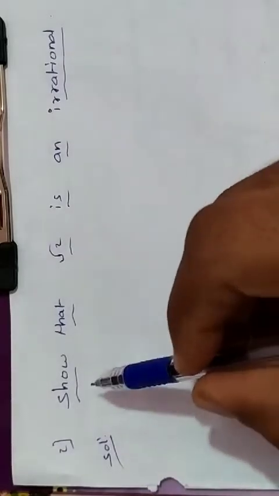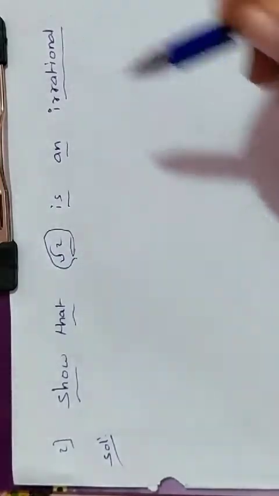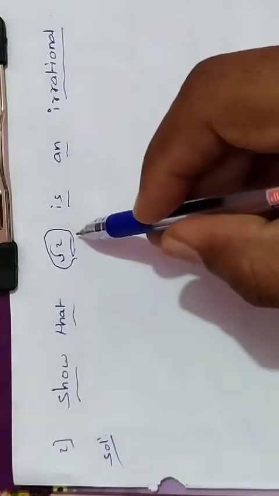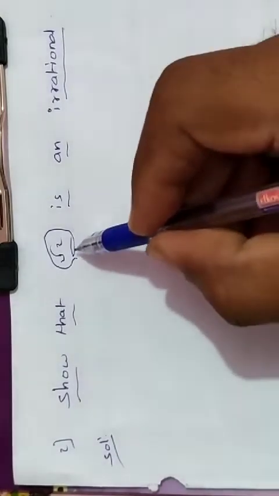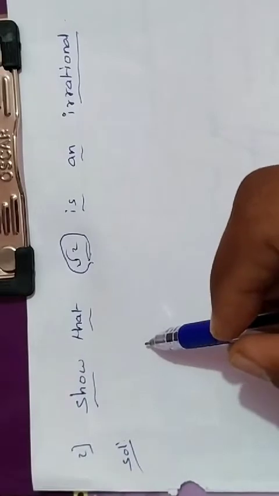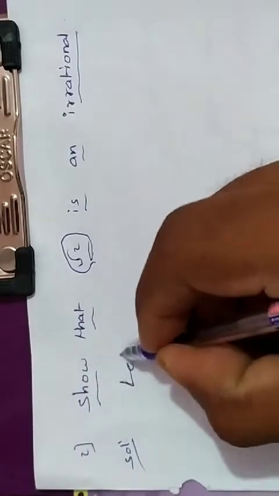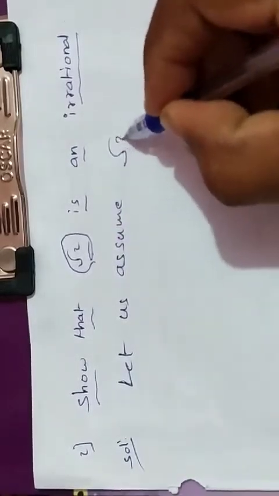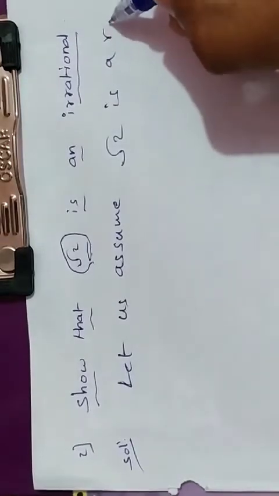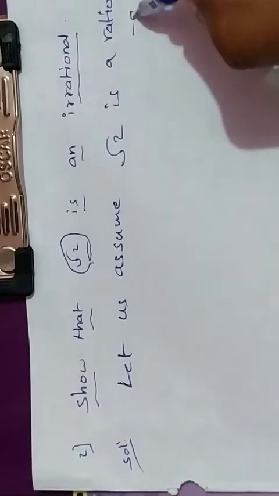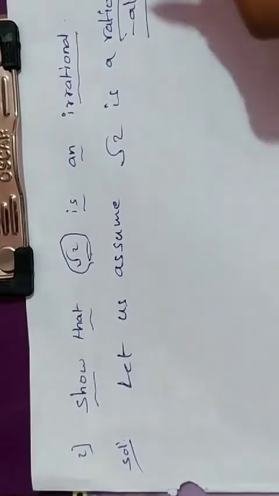Now the second topic. Show that root 2 is an irrational. How to prove root 2 is an irrational? Yes, in this proof we use the contradiction method. So in these cases we use the contradiction method. Here, that root 2 is an irrational is required to prove. But in the proof by contradiction method, let us assume root 2 is a rational number.